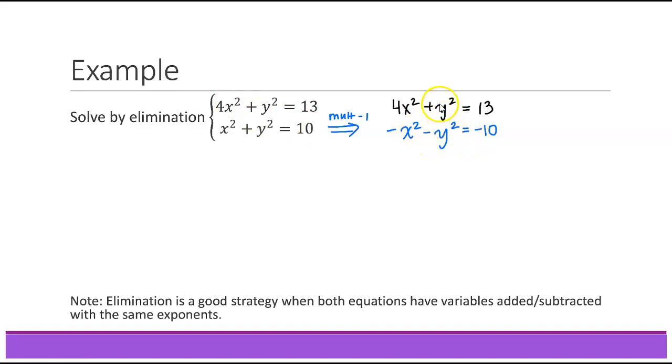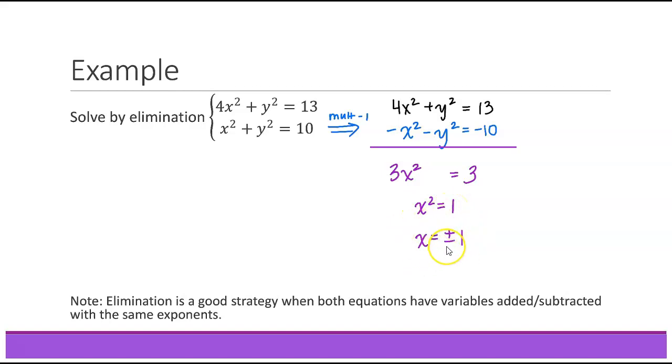Now I'm going to add the two equations together, and I'm going to eliminate a variable completely. The variable I'm going to eliminate is y squared, because I have positive and negative of the exact same term. When I add these together, I end up with 3x squared, the y's cancel, as we said, is equal to 3. So I have 3x squared is equal to 3. Here I can divide both sides by 3, so I have x squared is equal to 1. This can be solved by taking the square root of each side, but of course plus or minus is going to come out. So x equals plus or minus 1.